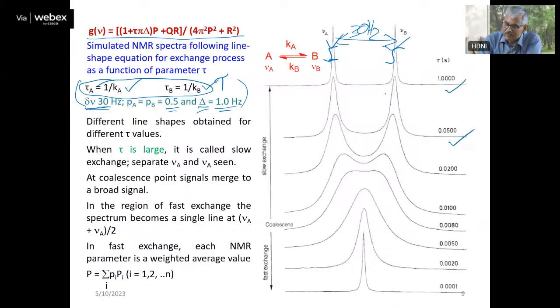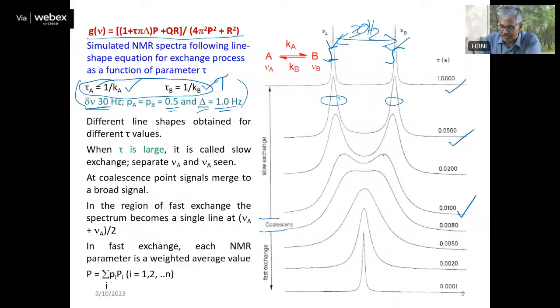You see that they are still separate, but there is a change in the line width; the lines are becoming broader. Up to this is called slow exchange because you can still see the two peaks. Then a regime comes where you will not be able to see two peaks clearly. It is called the intermediate exchange, the coalescence of peaks. And beyond that is the fast exchange.